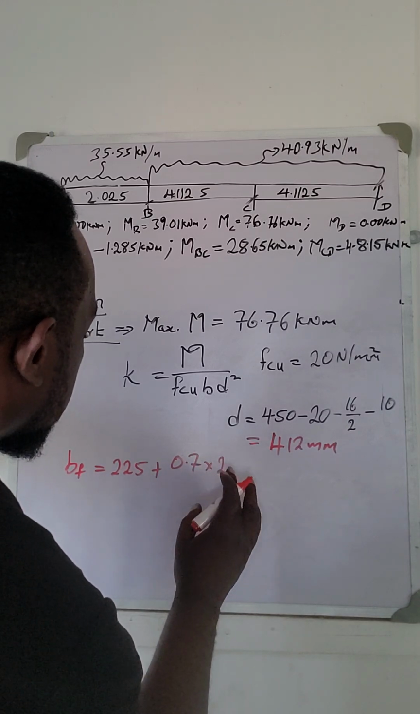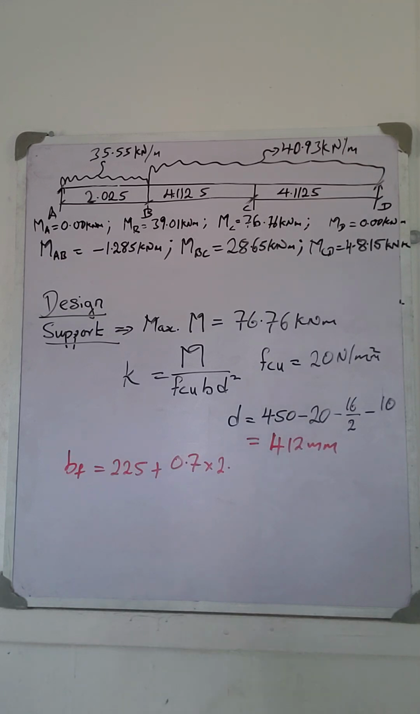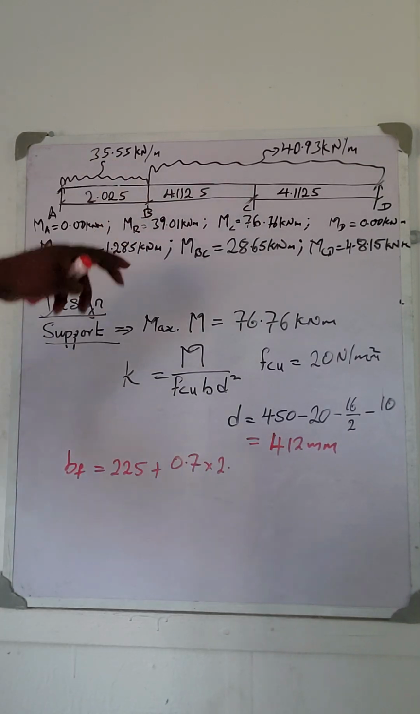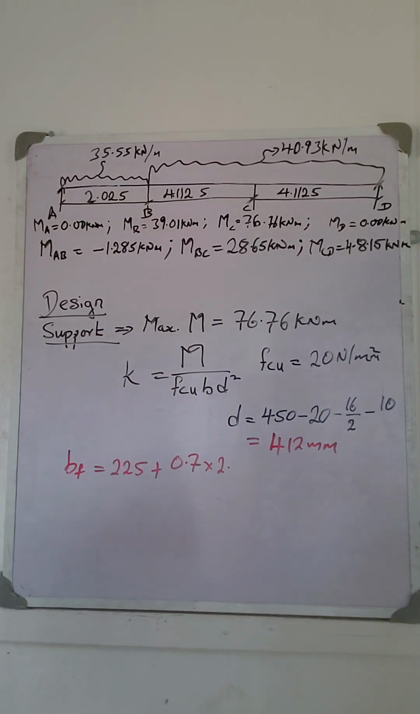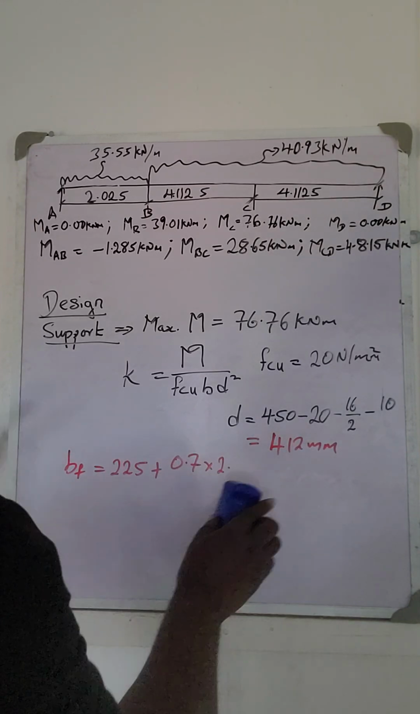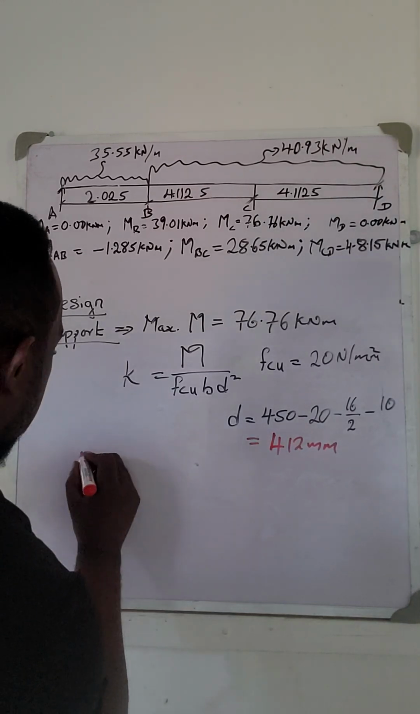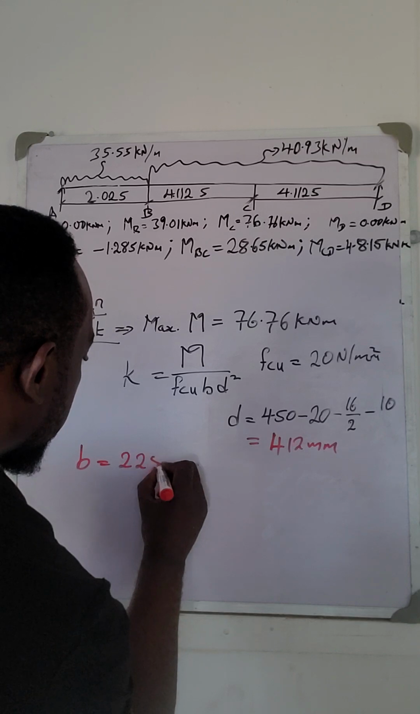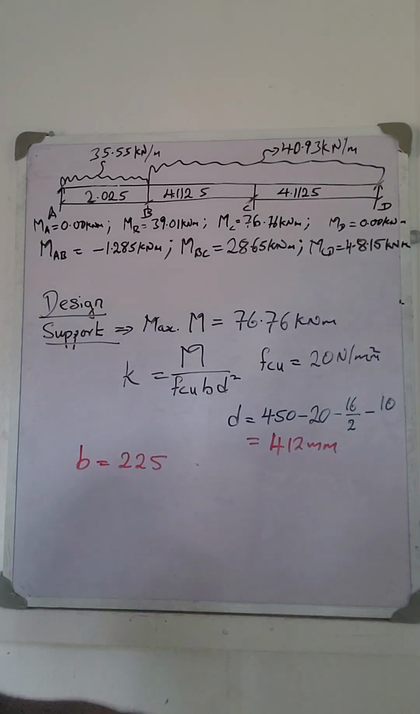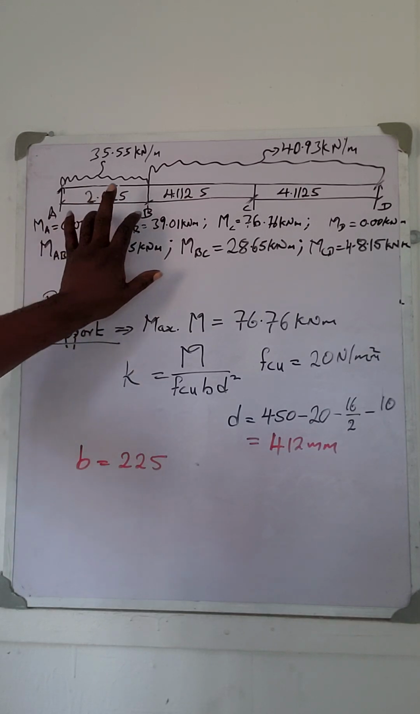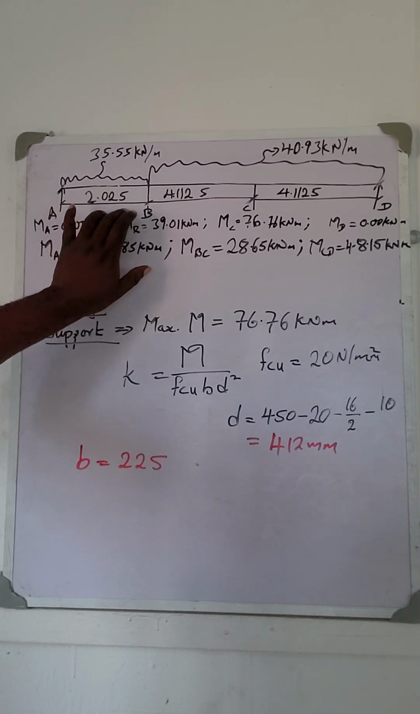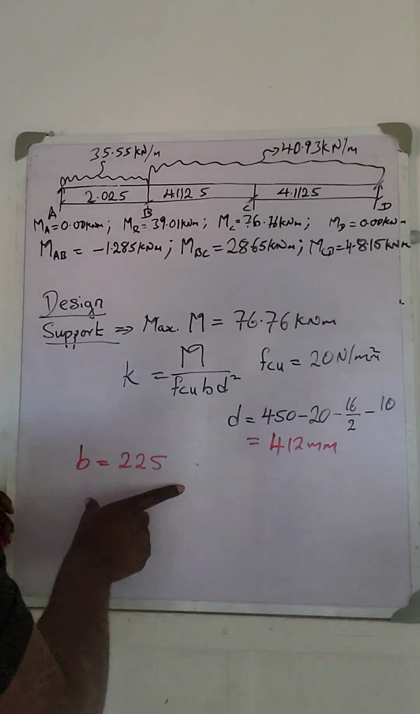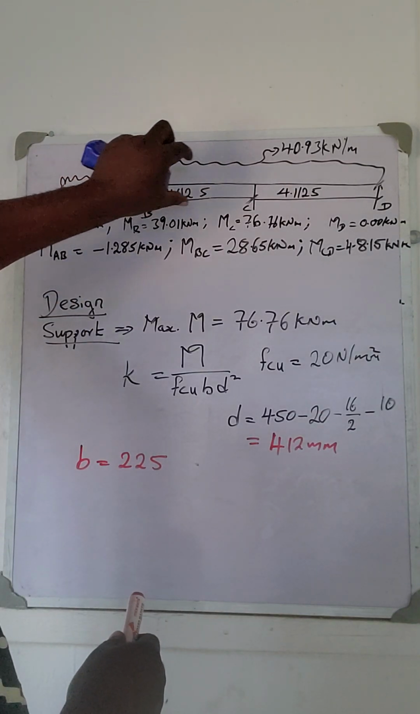Sorry, this is a support moment that we are designing. So for support moment, the width is always equal to the width of the wall, which is 225. The one I was trying to put in just now is the width when you are designing for the spans. But here we are talking about the support.